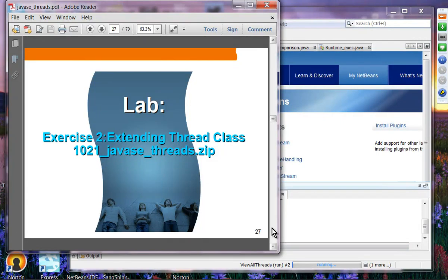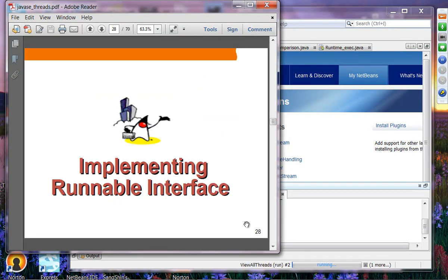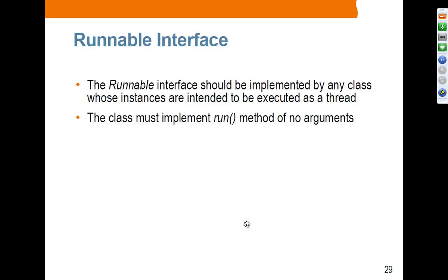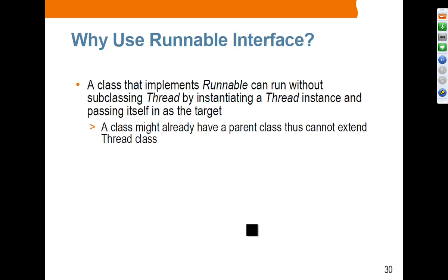All right, so we have looked into the scheme where you create a thread by subclassing Thread. Now, the second scheme is implementing the Runnable interface. The Runnable interface should be implemented by any class whose instances are intended to be executed as a thread, so the implementing class should have a run method. So why would you want to create a thread using the Runnable interface?